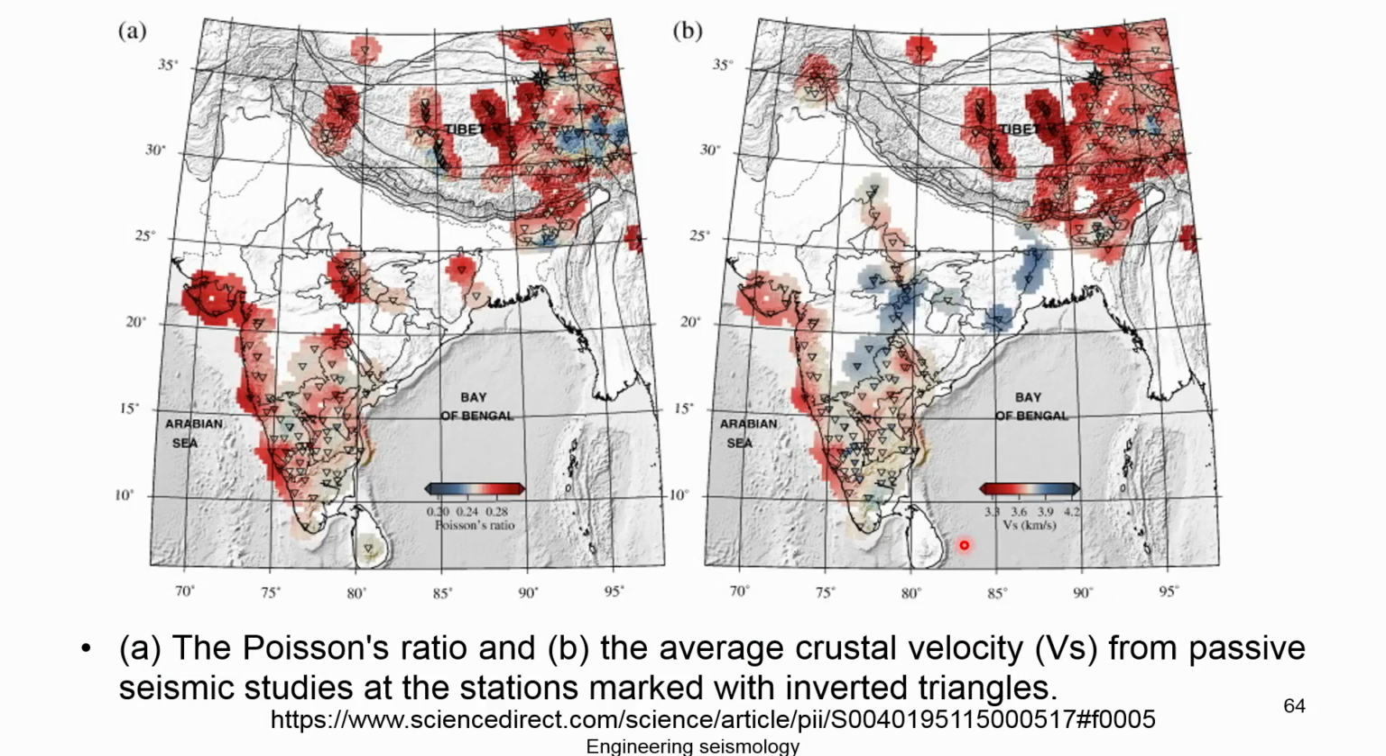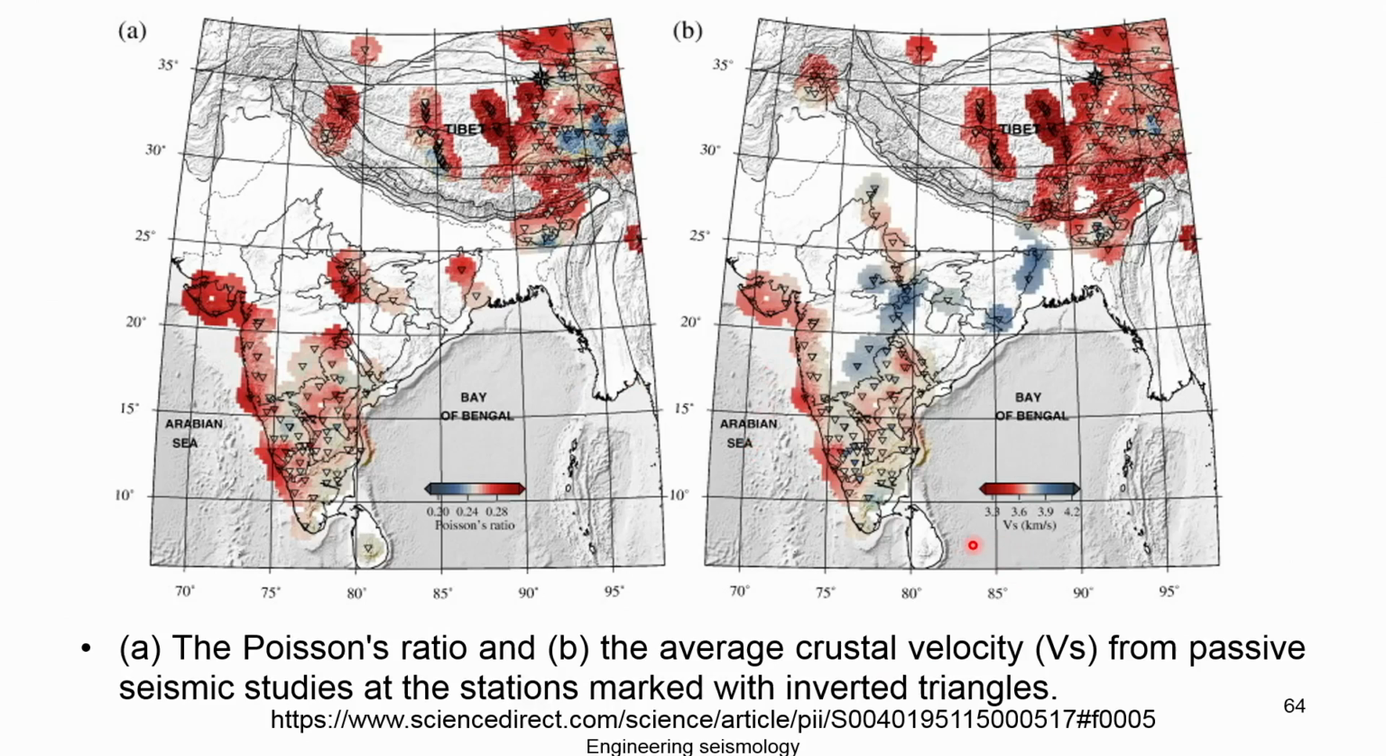So, this is the distribution of the Poisson ratio of the region. You can see how it varies in the recorded data. So, the average crustal Vs velocity, from the different networks of passive seismic stations, is marked by the inverted triangles. The triangles are the stations, and from there the recorded data was processed and they tried to estimate the Vs velocity.